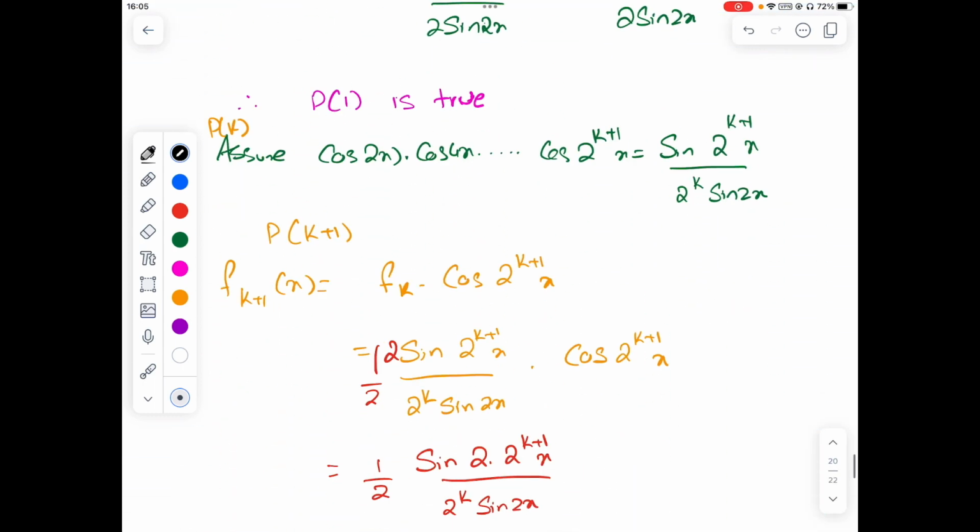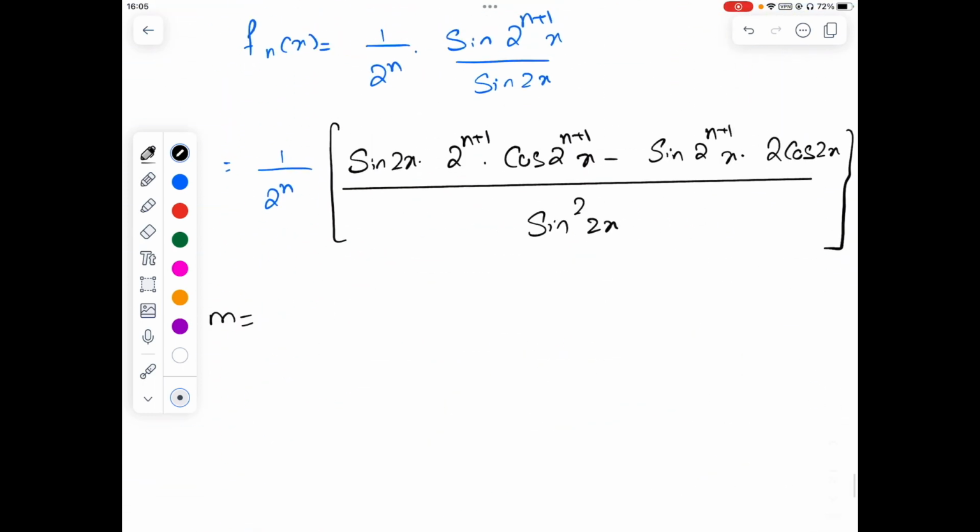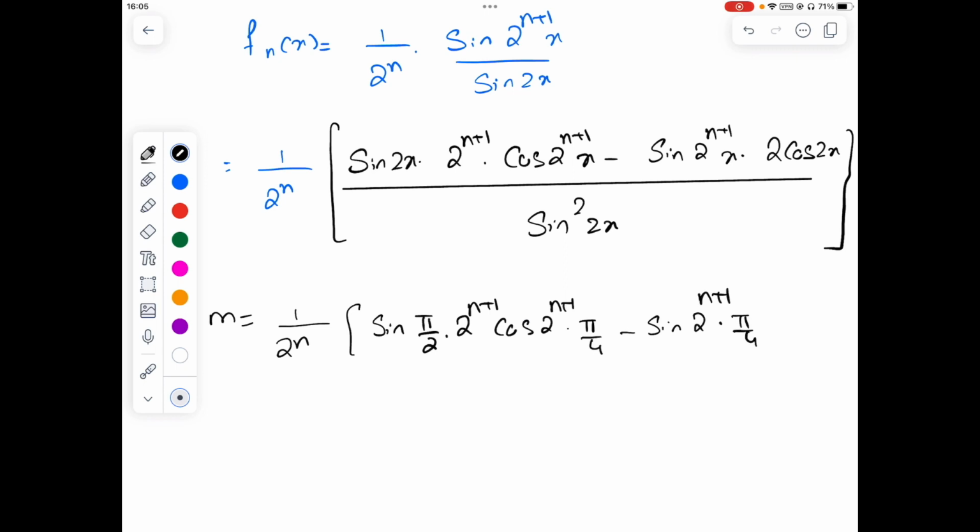So what am I going to do? I am going to plug in pi upon 4 in this derivative. So m equals 1 upon 2 power n, sine 2 times pi upon 4 is sine pi by 2, 2 power n plus 1 cos 2 power n plus 1 times pi by 4, minus sine of 2 power n plus 1 times pi by 4, then 2 cos of pi by 2, divided by sine square pi by 2. Wherever x is there, I have plugged in pi by 4.